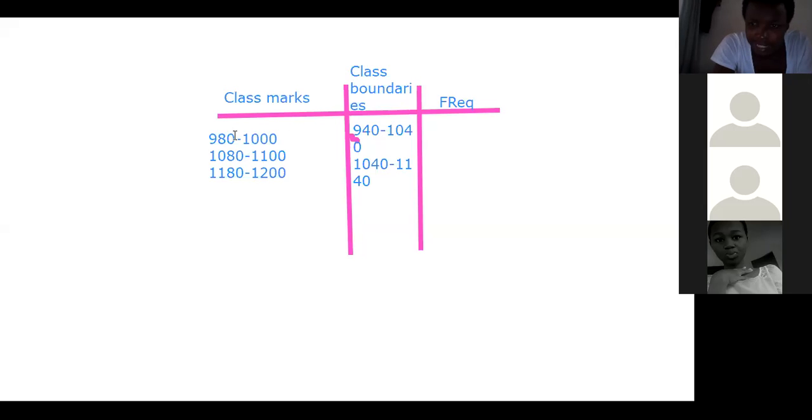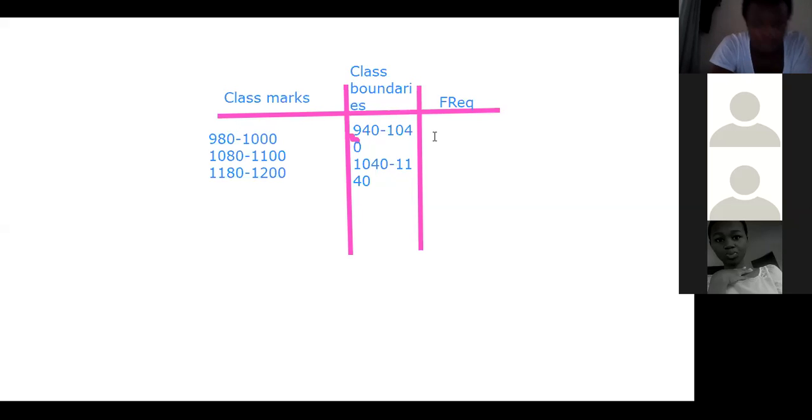You add the class marks. The formula I gave you is half into bracket lower class limit plus the upper class limit. So anywhere we use the class limits, lower class limit and upper class limit, we are talking about the class marks. Anywhere we use the class boundaries, we are talking about these. So the upper class boundary is this, the lower class boundary will be this. So looking at this, our mid value will be 980 plus 1000 divided by 2. That will give us our mid value.